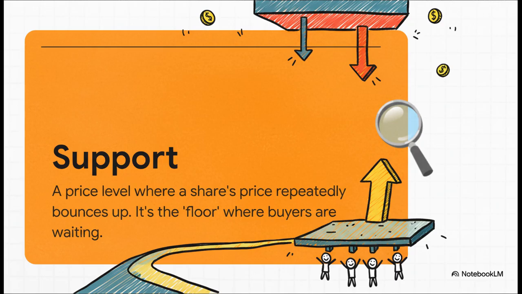Let's dig into support for a second. Why does this even work? Well, it all comes down to demand. Think of it like a bargain zone. As the price drops down to this level, all the buyers who are sitting on the sidelines suddenly see a great deal and they jump in. That demand pushes the price right back up. It's like a psychological floor for the market.